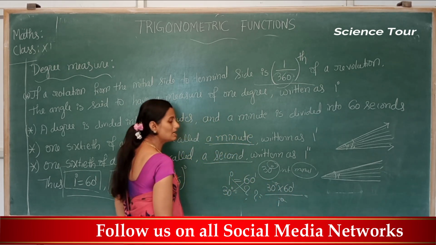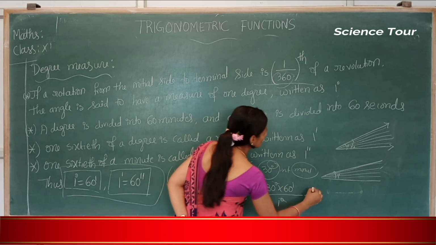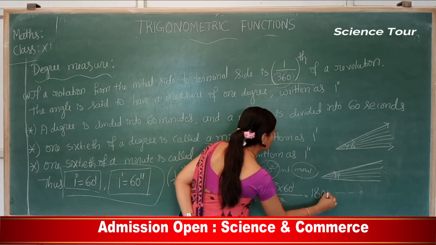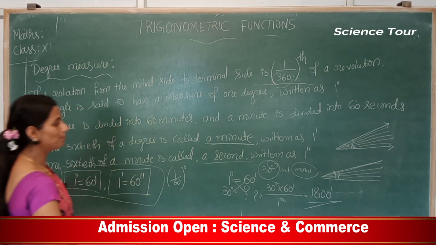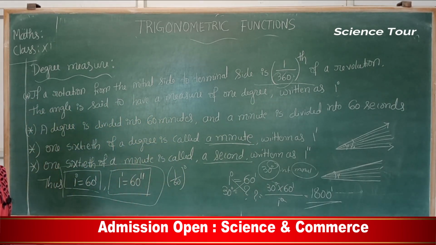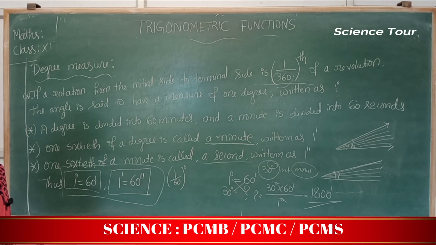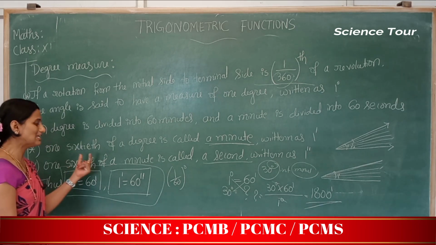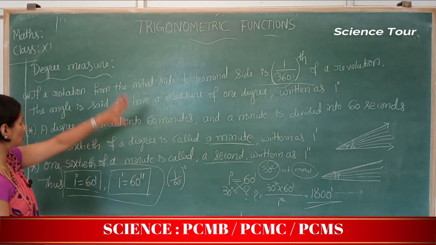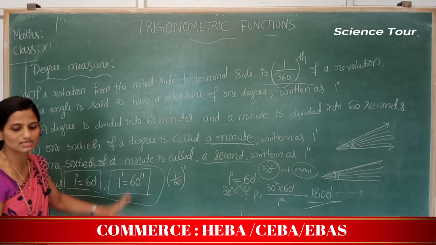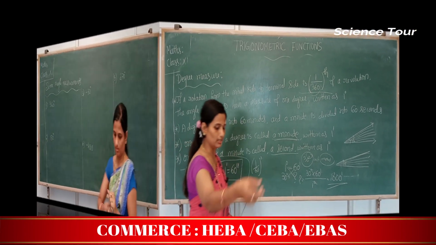So how much it is? 3 6 are 18 and double 0. So how many minutes? 1800 minutes, that is equal to 30 degrees. So this type of conversion is very important. So 1 degree is equal to 60 minutes, 1 minute is equal to 60 seconds. So in this, these 2 points are very, very important.